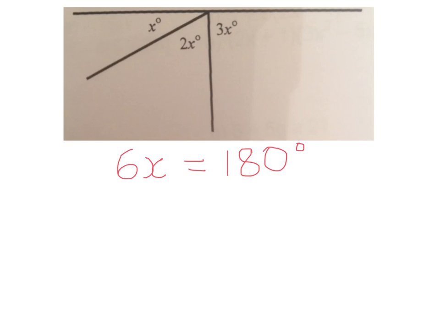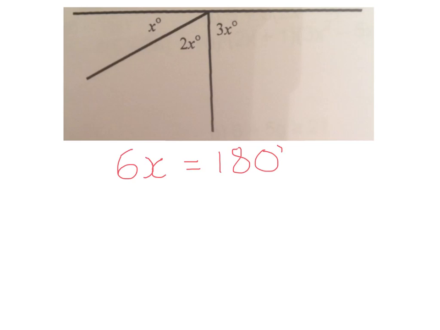6x is 180 degrees. Okay, we maybe were able to spot that from noticing that the 3x gives us a right angle, so we could have done it that way too. But since we don't have this little square in the corner, we can't assume that that's going to be 90 degrees. Okay, so again, we've got 6x is 180 degrees.